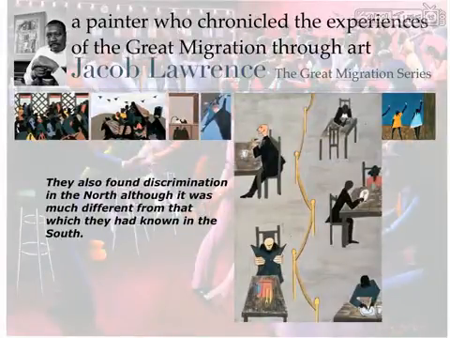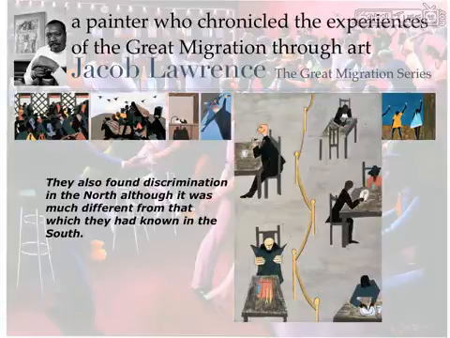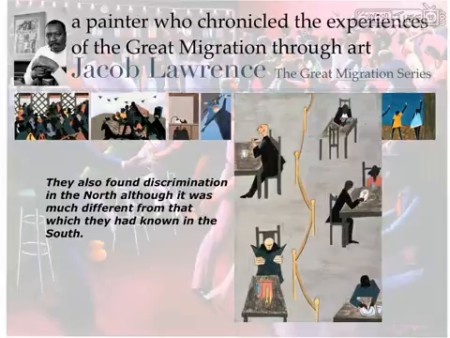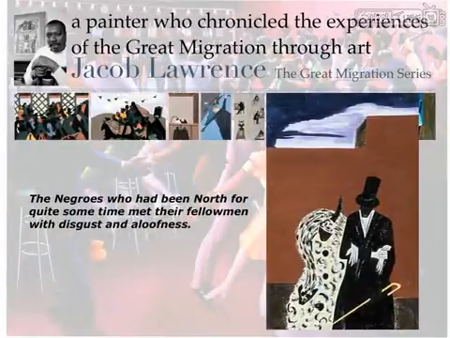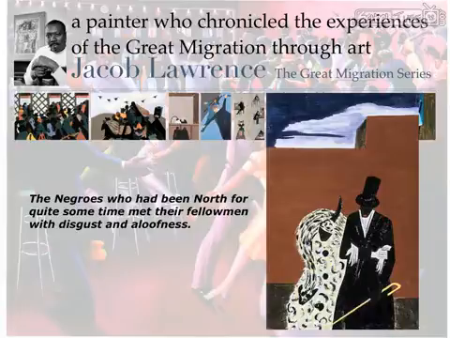This one's showing some of the segregation that is still found, or that was still found in the North. So even though you're leaving Jim Crow, you are still going up to places that are still segregated. This one's showing that some of the people who have been more established in the North actually were not very welcoming of other African Americans. So African Americans not always welcoming of African Americans coming from the South.